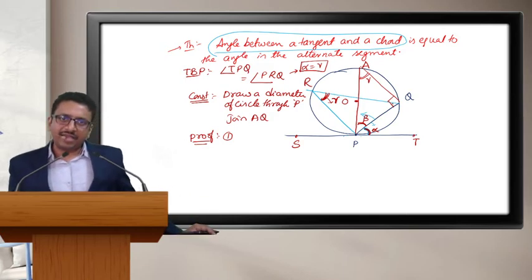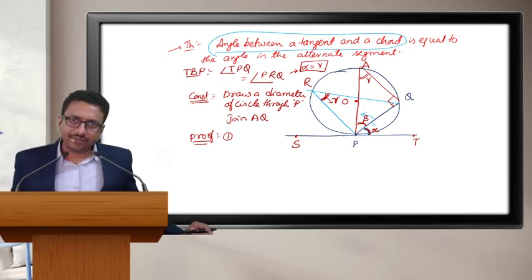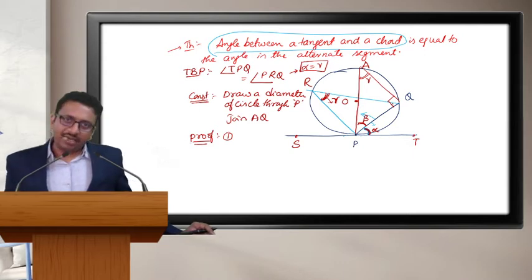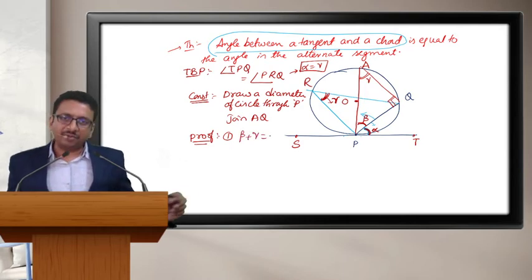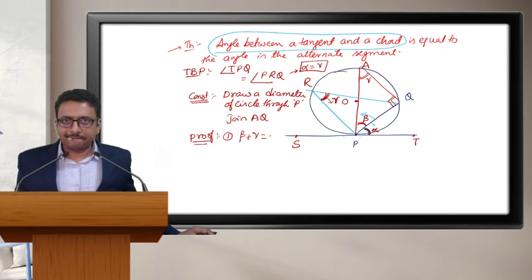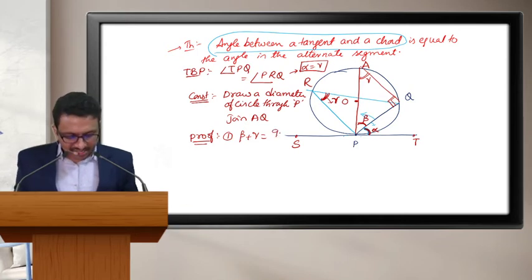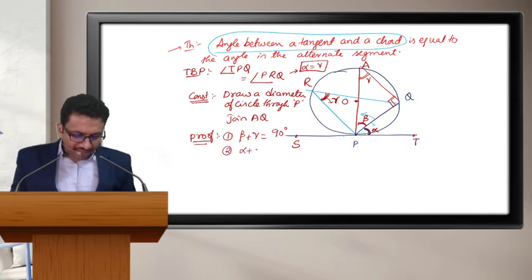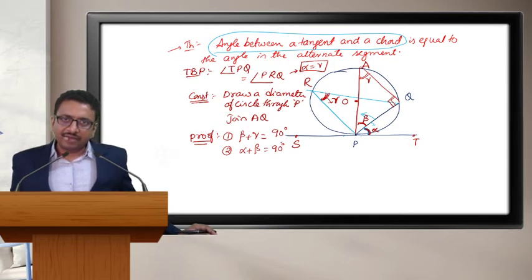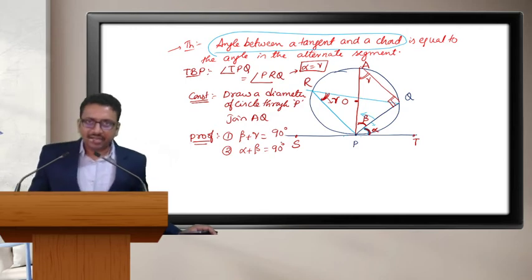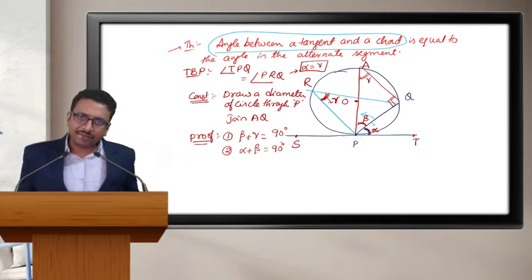Why is angle Q 90 degrees? Angle in a semicircle. So if angle Q is 90 degrees, beta plus gamma is equal to 90 degrees. Second, alpha plus beta is also equal to 90 degrees. Why is this? Because the radius is perpendicular to the tangent.